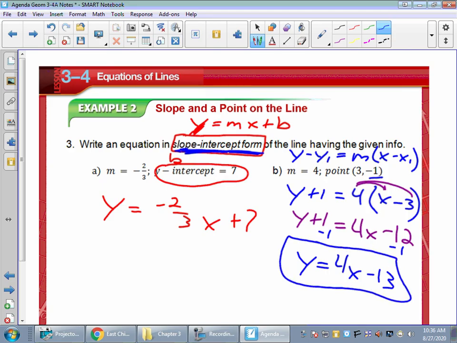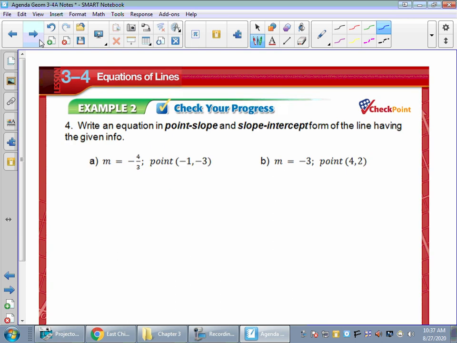So it's easily done when you're in point-slope form to get it into slope-intercept form, just by using the distributive property. All right, continuing on. Again, if I'm going fast, you can always pause, rewind, do whatever you need to do on these. Okay, next one here.